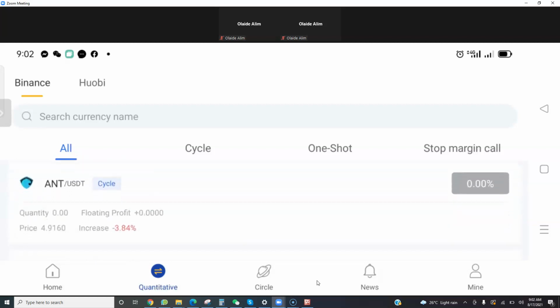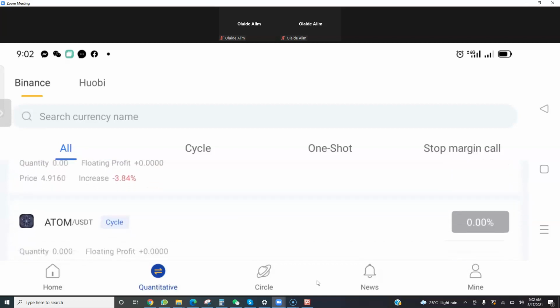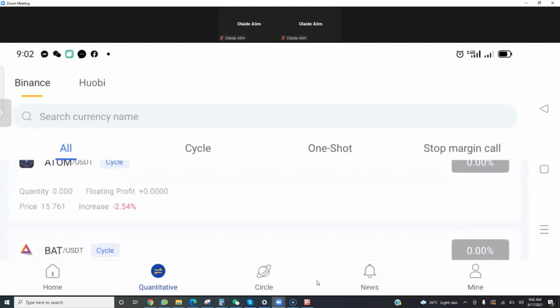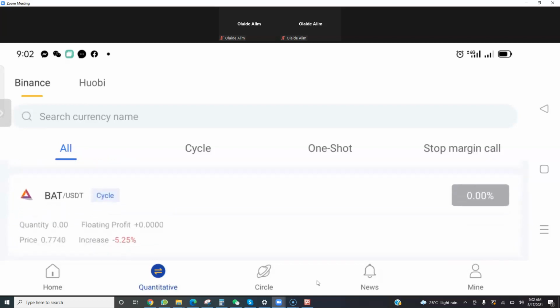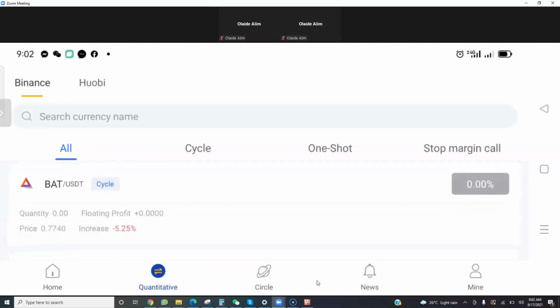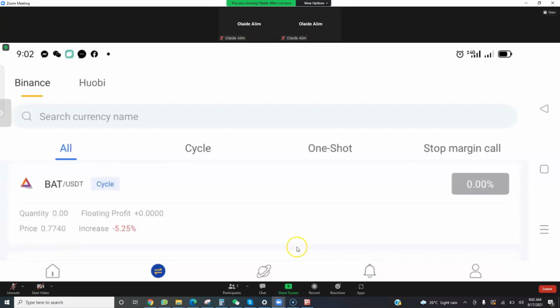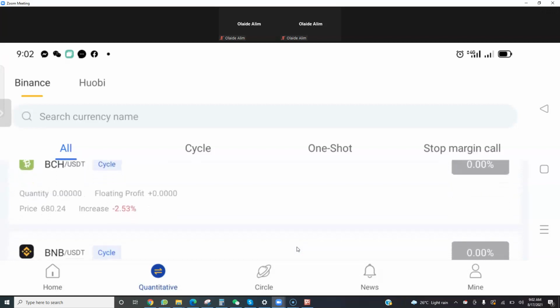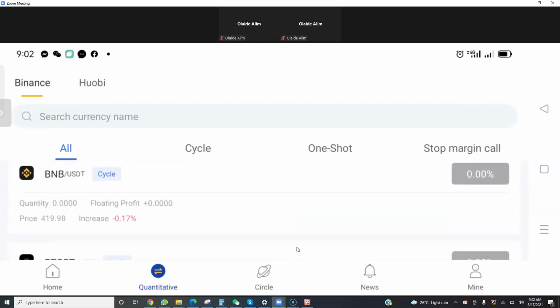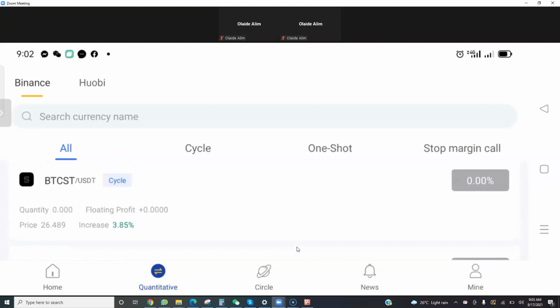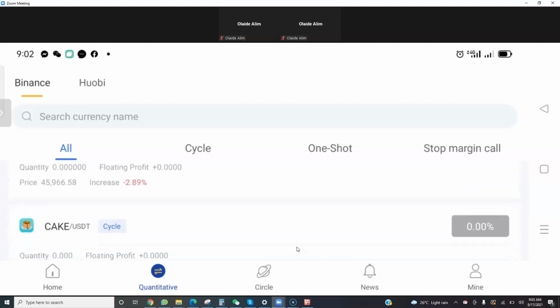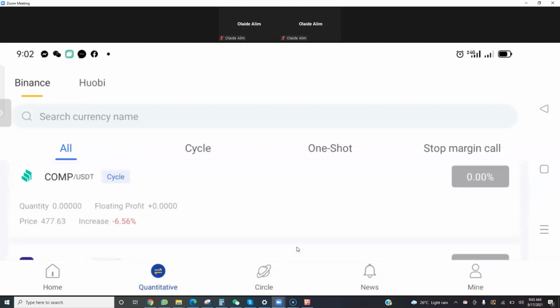This is another one, ANT, 3.4. Another one, Atom, 2.5. BAT, basic attention token, is 5.2, and this one 2.4, 0.7. This one is an increase. Don't trade anything that has an increase, like positive. Always look for negative. Always look for negative.